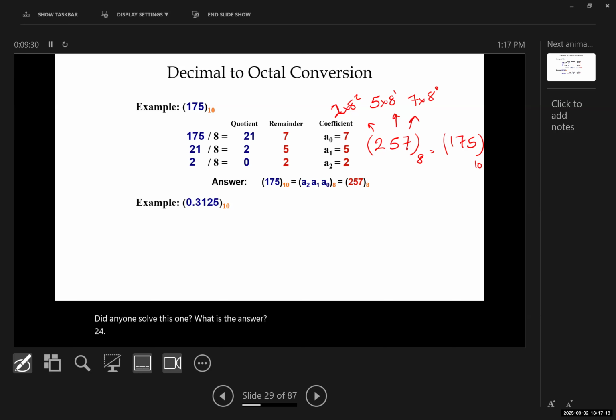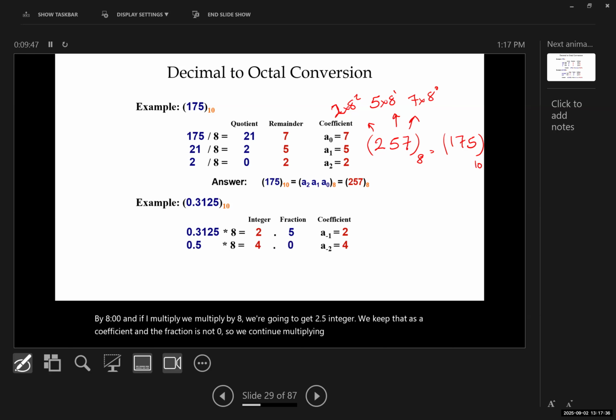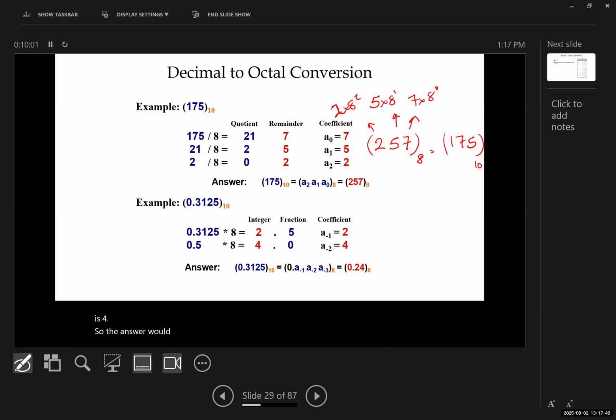Okay, let's check. So first thing, we have to multiply it by 8. And if we multiply by 8, we're going to get 2.5. The integer, we keep that as a coefficient. And the fraction is not 0, so we'll continue multiplying the fraction, which is 0.5, by 8. Again, we're going to get 4. And this time the fraction would be 0, and we keep 4. So the answer would be 0.24.